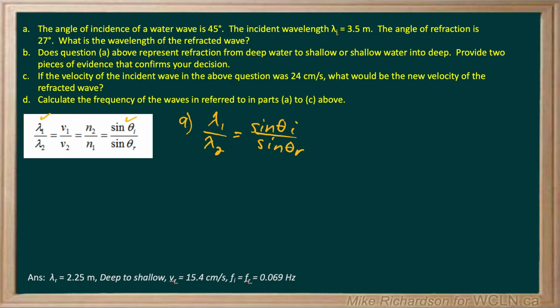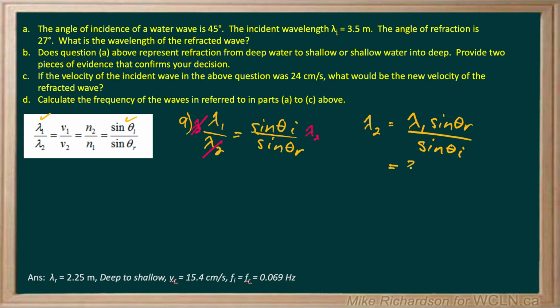So if I solve it for lambda 2, the first thing I want to do is get it out of the bottom. So I multiply both sides by lambda 2 to do that. And they cancel. And then I can rewrite and start again, get lambda 2 by itself. So to do that, I multiply both sides by sine theta R and then divide both sides by sine theta I. So it ends up becoming lambda 1 sine theta R divided by sine theta I. Now I put in my numbers.